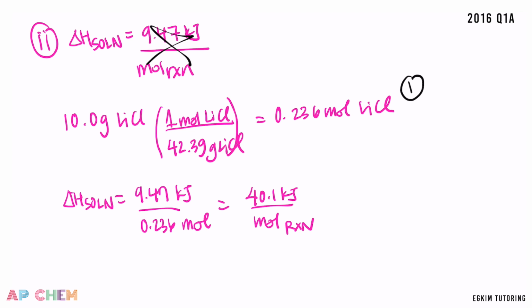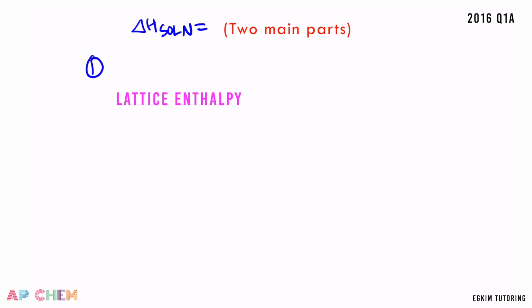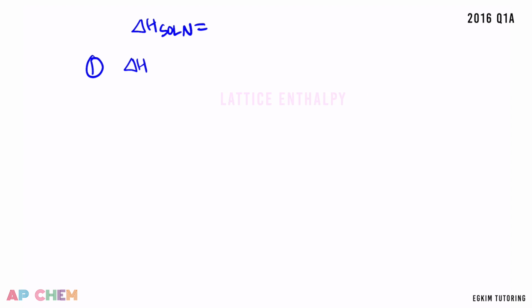So if you left it at positive 40.1 kilojoules, that's actually wrong. You actually need to put a negative because it's an exothermic reaction, which I'll talk about in the next section. This problem is testing on delta H solution, which has two parts to it. The first part is called lattice enthalpy or lattice dissociation enthalpy. I'm just going to call it delta H lattice for short.